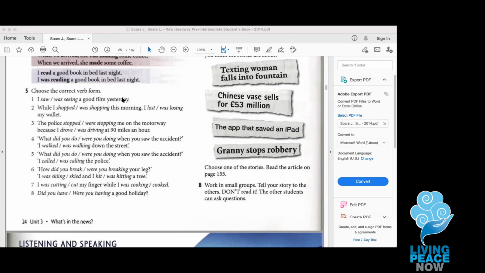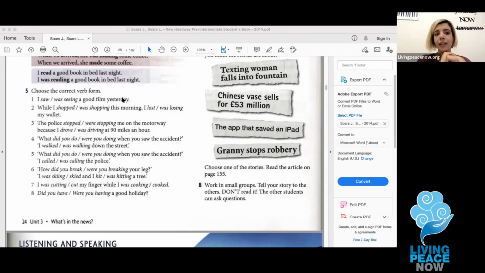Excuse me, ma'am. Like I was seeing a good film yesterday means the film has not finished. We can combine another sentence with this. Like, while I was watching the film yesterday, the electricity cut off. Yes, you can say like that.